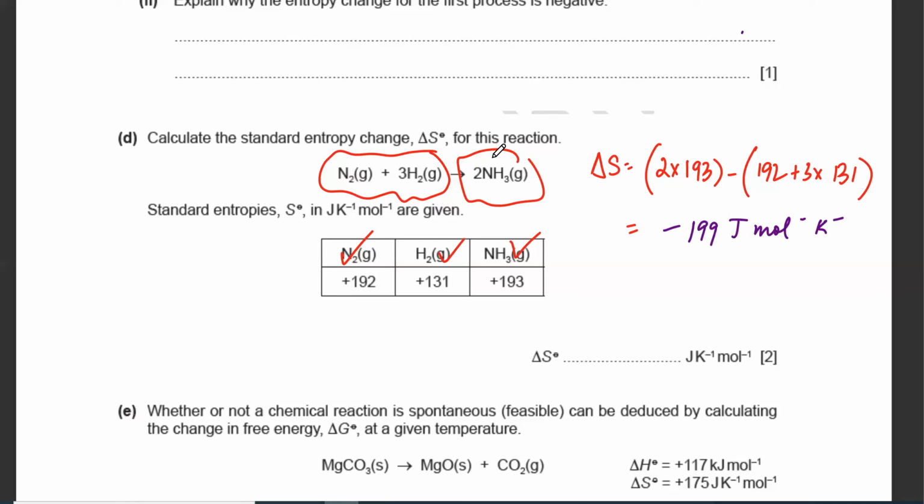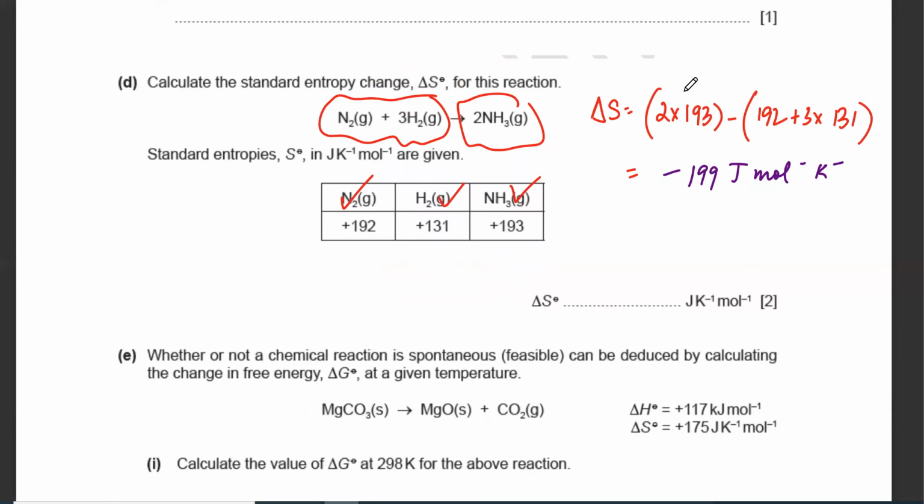But previously there were 4 moles. So there was more gas. Now there's less gas. So the disorder would decrease. And remember, it could be the other way around as well. I mean, it's a simple question.